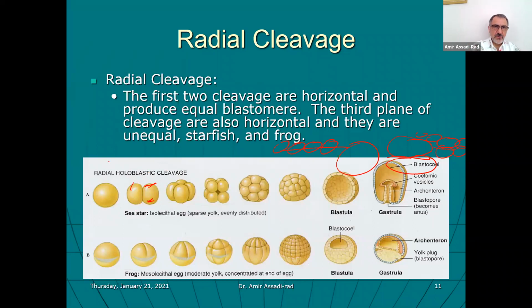But here, let me draw it for you guys. From here, you have two horizontal. You see how I draw it? Okay, that's horizontal. And then animal pole there, animal pole here. Then the next one is also horizontal, like that. So animal pole here, animal pole here, animal pole here, animal pole here. And the blastomeres are unequal. Examples of those are starfish and frog.